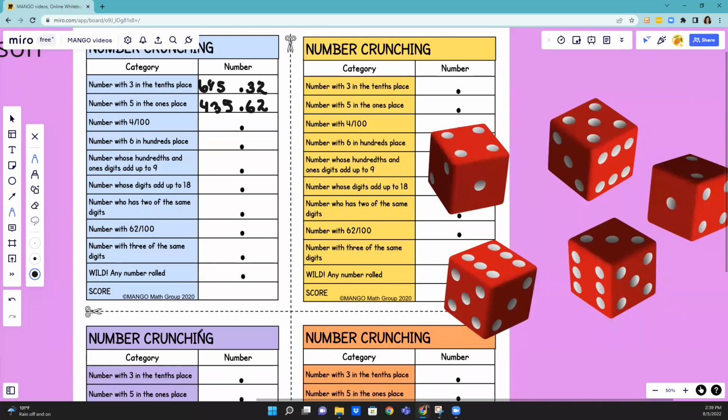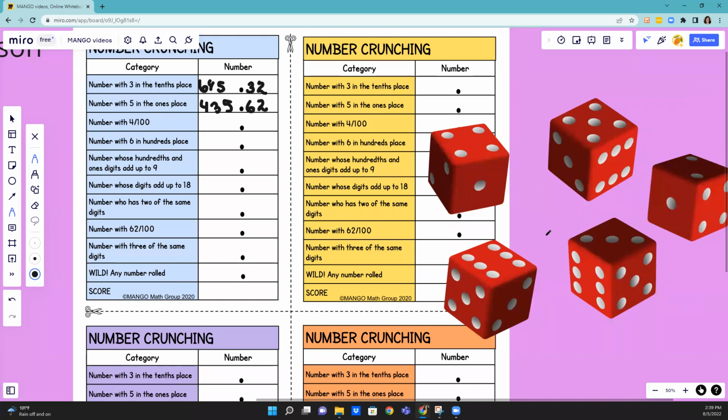Each player is taking turns. They're rotating between the 4 kids each time they're going to roll. If it takes some time to think about it, they can write their numbers off to the side as they think about how to write a number with 4 in the hundredths place or 4 hundredths. So they're figuring out where they're going to place the numbers.